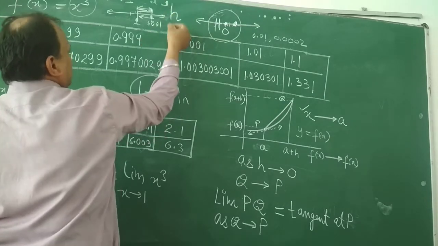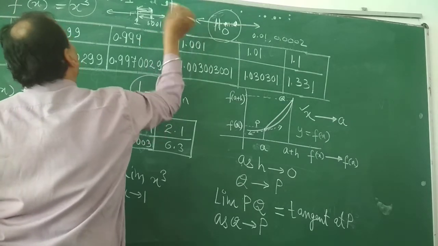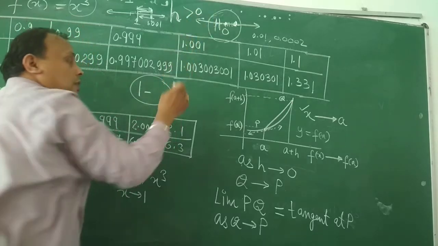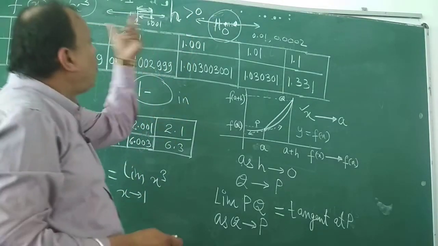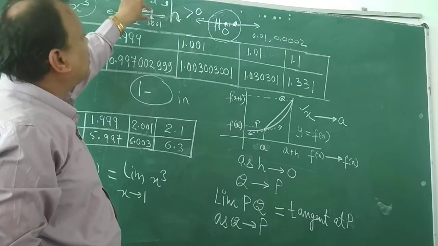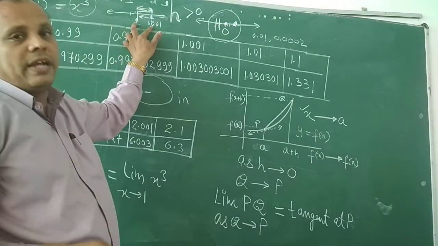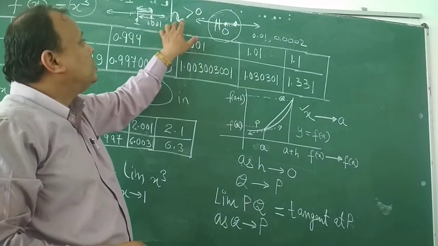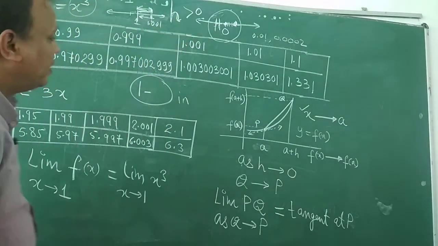So these very small distances we symbolize with a quantity h, and that h is always greater than 0. It is that positive difference, the modulus of the difference between a value and another value which is very close by to it. So h is an infinitesimally small value.